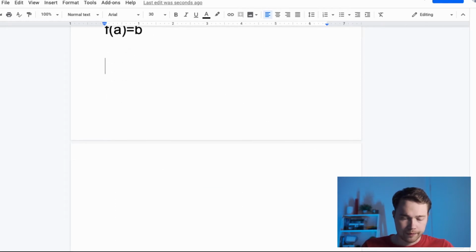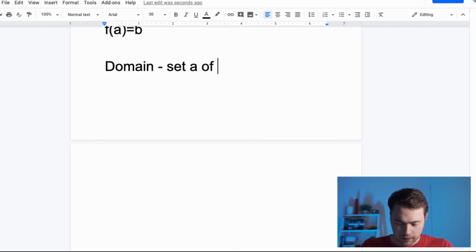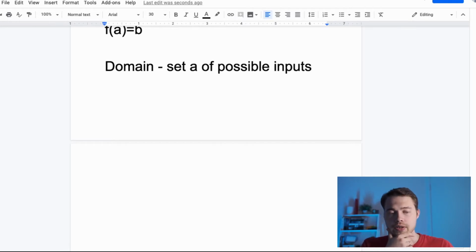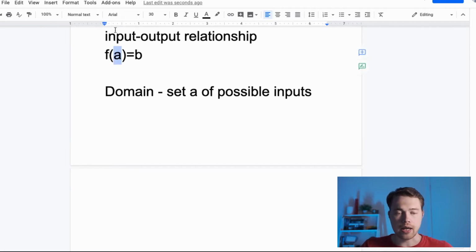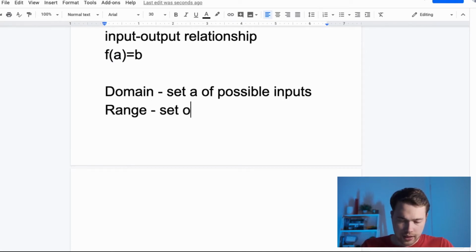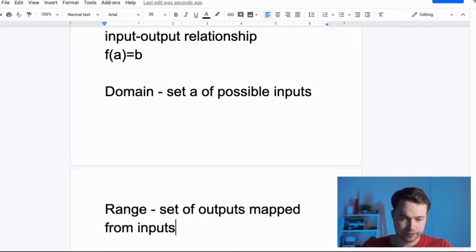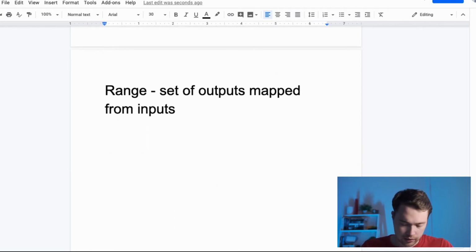Moving on. Domain. Domain is a set of possible inputs. Basically, like this A, this A is an input and B is an output. So the set of all possible A's would be the domain. And the opposite of that would be the range. What is that? That is the set of outputs mapped from inputs.